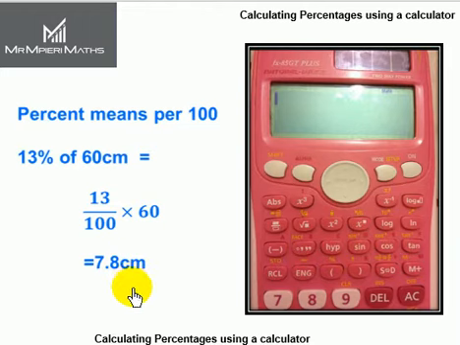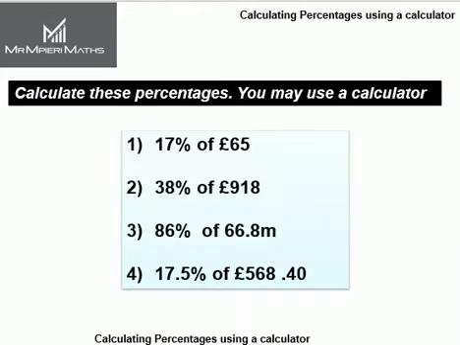I'm going to give you some questions to do now. And let's have a look at those questions. Okay, calculate these percentages. You may use the calculator. Frankly speaking, use a calculator. The first one is quite simple. 17% of 65 pounds. You do the same thing. 38% of 918 pounds.